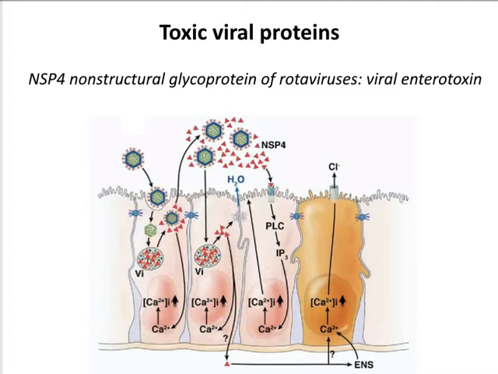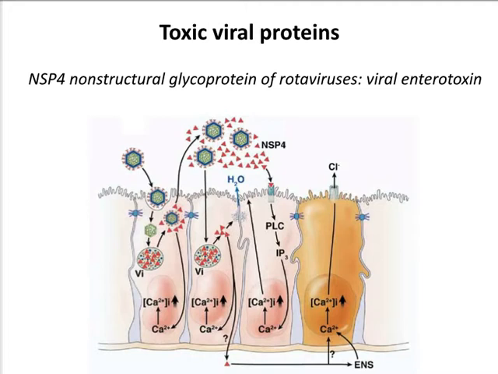And this is in rotaviruses. These are viruses we'll talk about next time, which cause gastroenteritis. They infect the epithelial cells of the intestinal mucosa, and a small section of that is shown here. And here are the rotavirions infecting cells. One of the viral proteins, called NSP4, is a viral toxin.